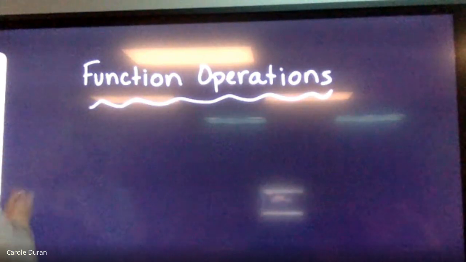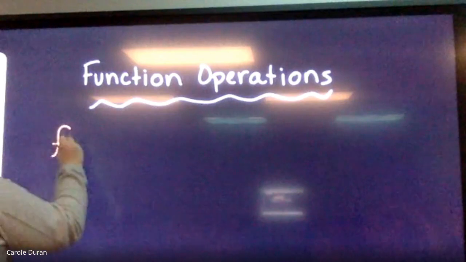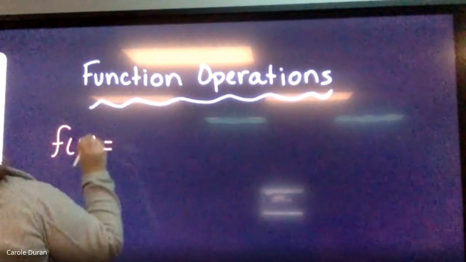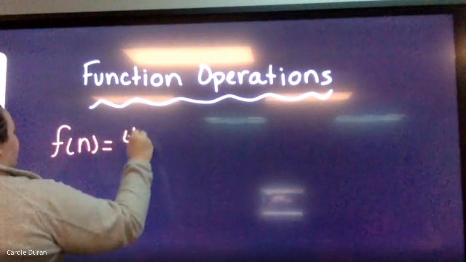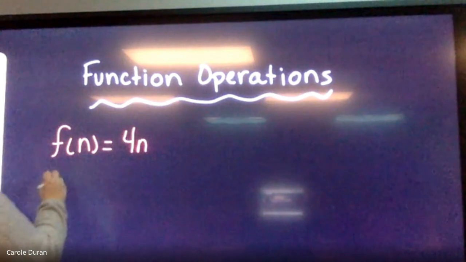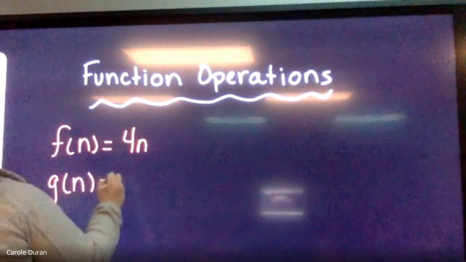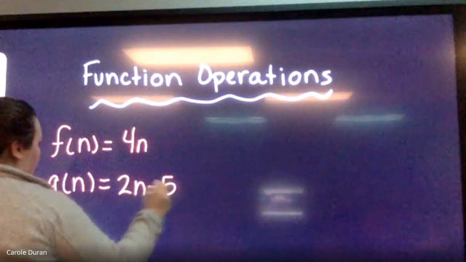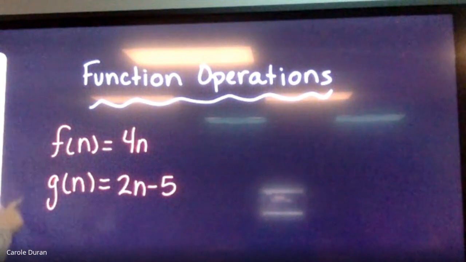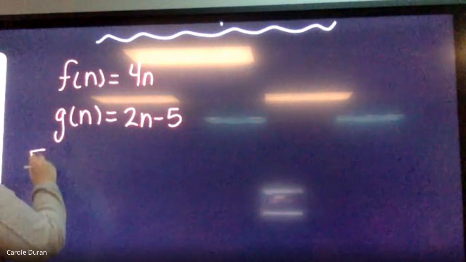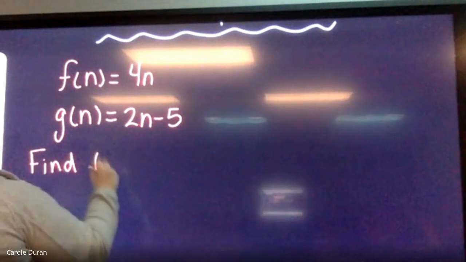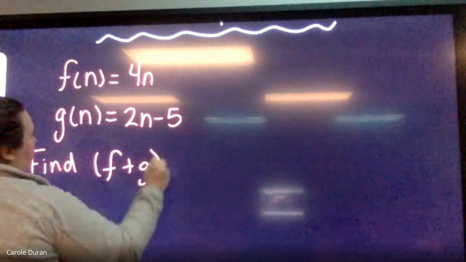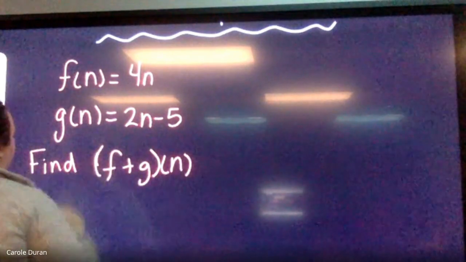So let's go ahead and start with an example. On this example, I have two functions. The first one is f of n, which is equal to 4n as a function. And then my g function, which is equal to 2n minus 5. And it's just the variable that's present in here. And then I would like to find f plus g with n left inside.